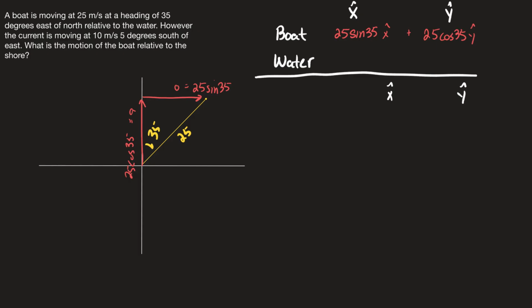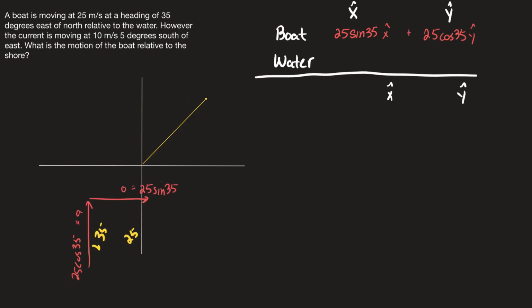Let's go on to the current. So I don't need this anymore. I don't need that anymore. The current is 10 meters per second, 5 degrees south of east. So that's 5 degrees south of east. And this whole thing is 10 meters per second. So again, I need to find out how much of this is in the x direction and how much of this is in the y direction.